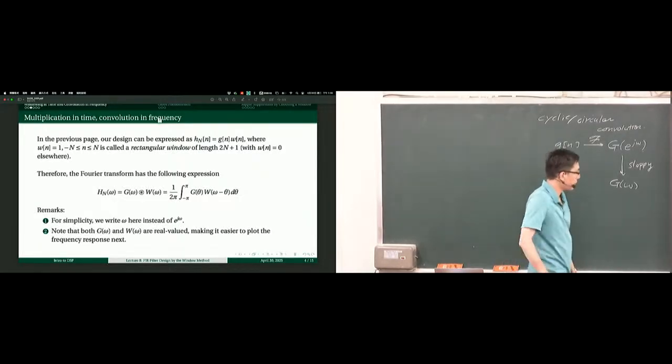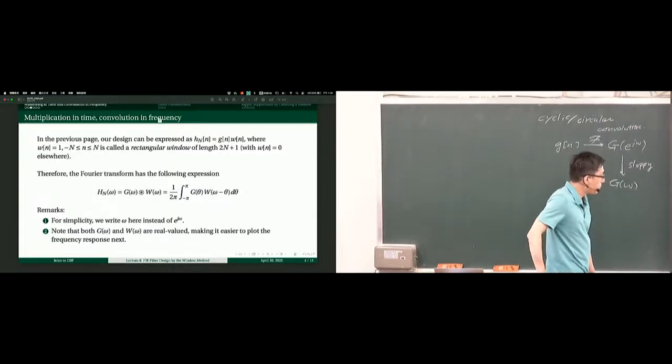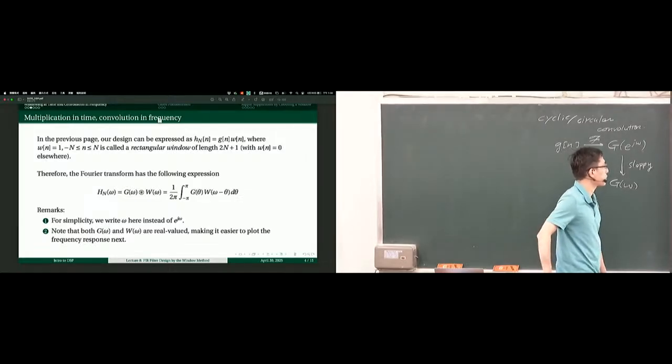And the second remark, both g and w are real valued. Note that. Okay, so what's going on here?